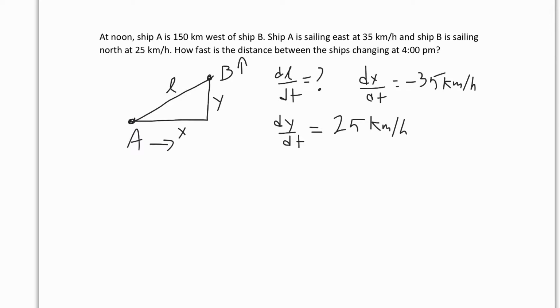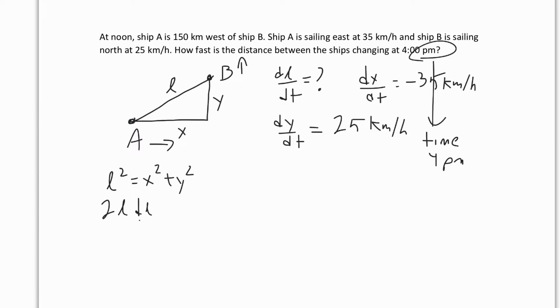Now, we also know it's going to be at 4 p.m., so this is going to be our time, 4 p.m. Now, we need to think of an equation that relates L and x and y, and I think Pythagoras is a good choice. L squared equals x squared plus y squared. So taking a derivative, 2L dL/dt equals 2x dx/dt plus 2y dy/dt.